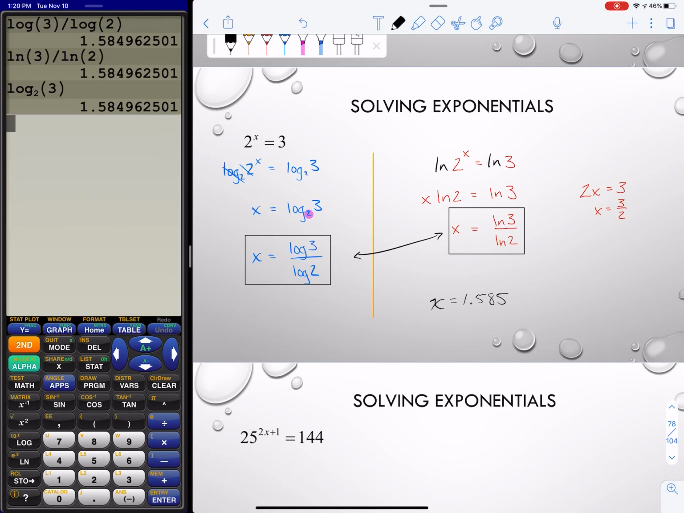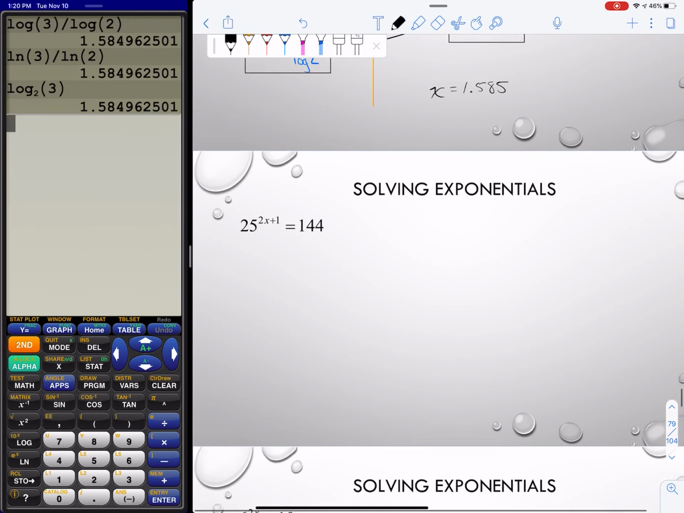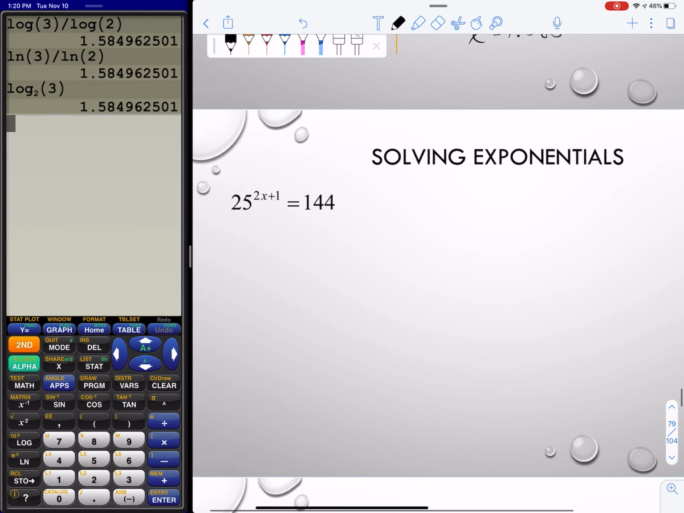Okay, so let's take a look at my next problem here. All right, so I've got 25 to the 2x plus 1 equals 144. Now, as we showed before, I have two options here, right? I can either take the log base 25 of both sides, or I can take a natural log or a log base 10 of both sides. I'm going to do this both ways again.